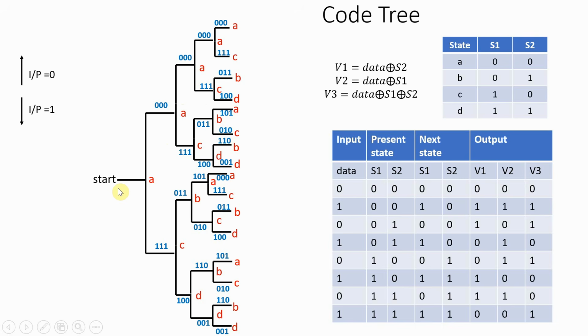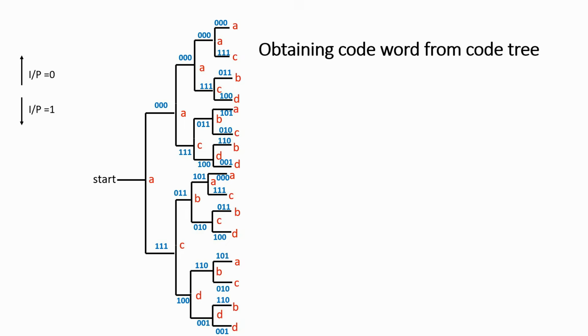Now let us take our example wherein the data sequence was given and we have to obtain the output using the code tree. So this is our developed code tree. For the given data sequence, let us obtain the code word. The first bit in the data input is 1. We always start from state A, because our S1 and S2 are initialized as 0 0. So we start with state A.